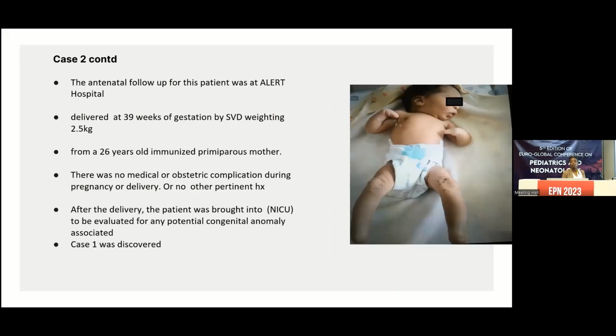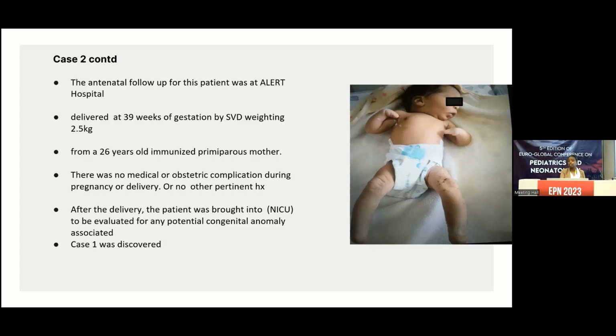The antenatal follow-up of this patient was at Alert Hospital, where I work, and she was delivered at 39 weeks of gestation by spontaneous vaginal delivery, weighing 2.5 kg, from a 26-year-old primiparous mother. There were no medical or obstetric complications. There was no history of trauma to the abdomen, no history of exposure to radiation, and no history of use of medications.